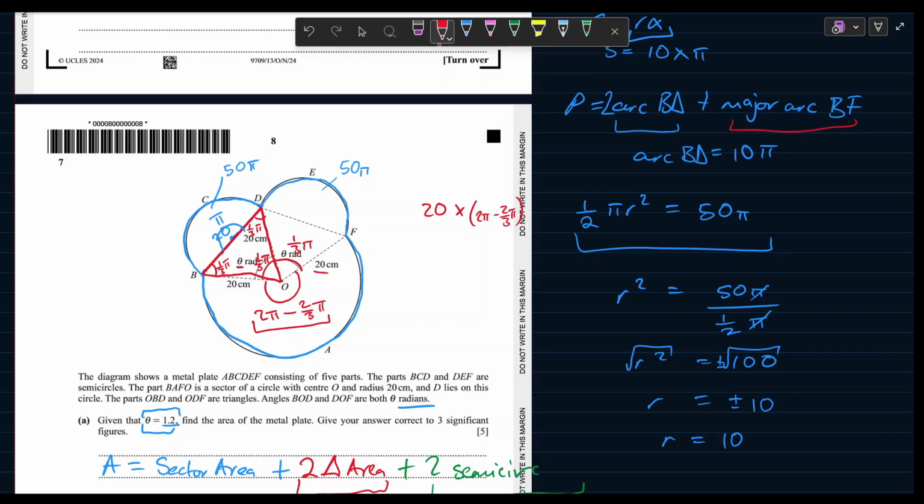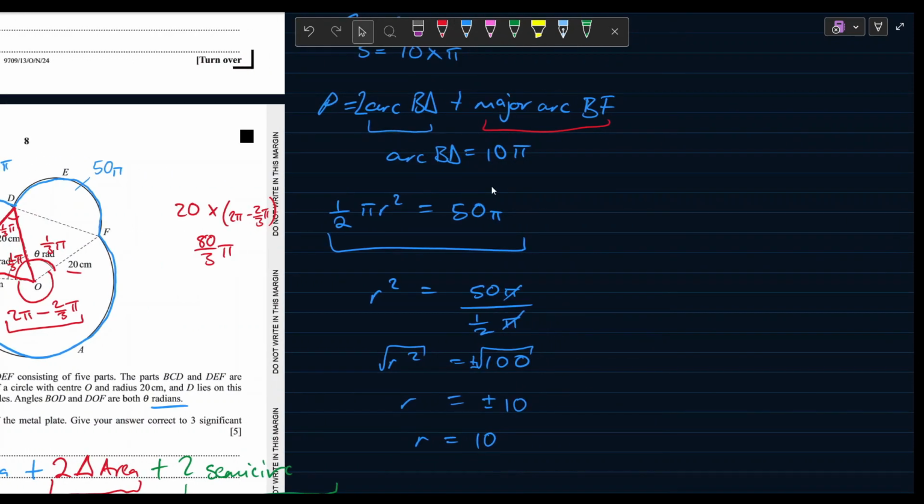If we punch that into the calculator, I can also have it as an exact value. So I can say 20 times, that's 2 minus 2 over 3. So that's 80 over 3 pi. So we know that major arc BF is going to be 80 over 3 pi.